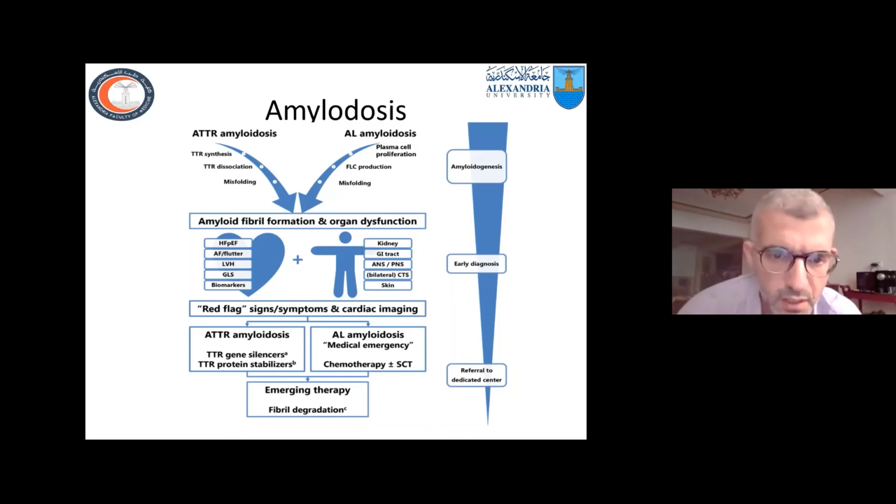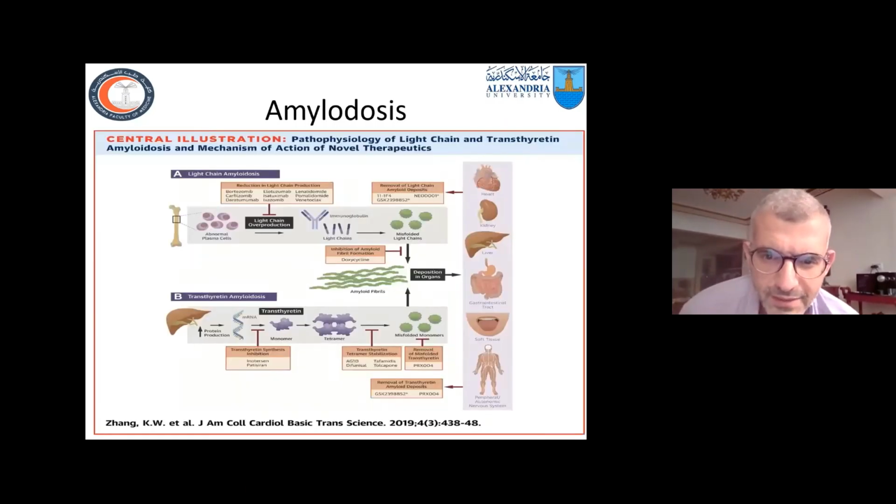Both of these depositions in these two end organs usually cause significant morbidity for the patients diagnosed with these. And we have a lot of tools now to use with the amyloidosis to control it and even reverse the pathogenesis of the disease. Basically, this is the progress that occurred for the light chain amyloidosis or the transthyretin amyloidosis.